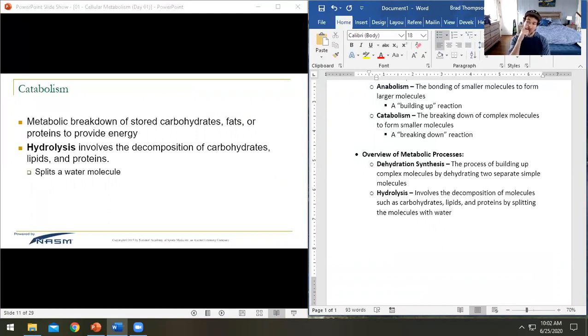So if before I took some hydrogen out, and I took some oxygen out, and I dehydrated, well, that linked those things together. Hydrolysis is how I'm going to use water to break the molecules apart.